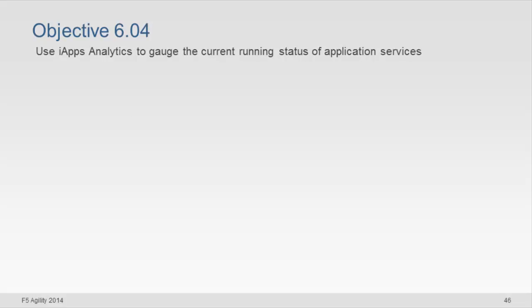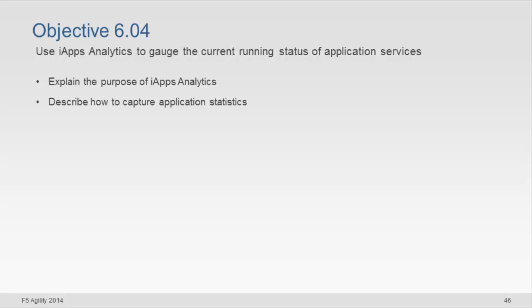Objective 6.4 is talking about iApps Analytics. iApps Analytics is our analytics engine in version 11.1. So that has changed a little bit. Our AVR, our analytics engine, is a little different in the newer versions. It's not set up the same. In 11.1, we were still doing iApps templates to set up our analytics engine. Now we don't do it inside iApps anymore. It's set up as a profile, completely separate. But in 11.1, you need to be familiar with how iApps were set up for analytics.